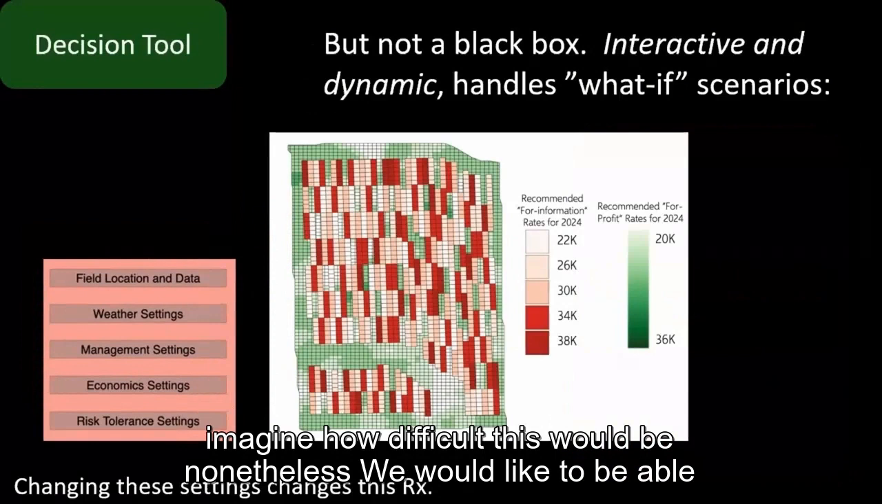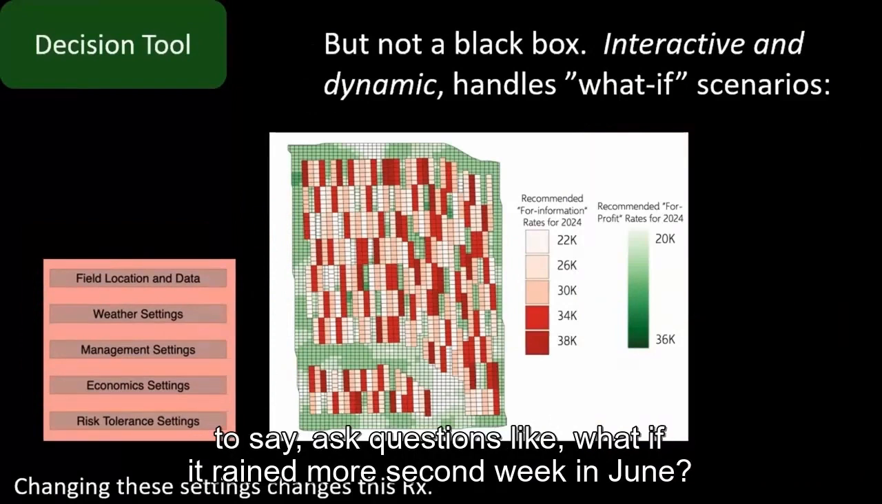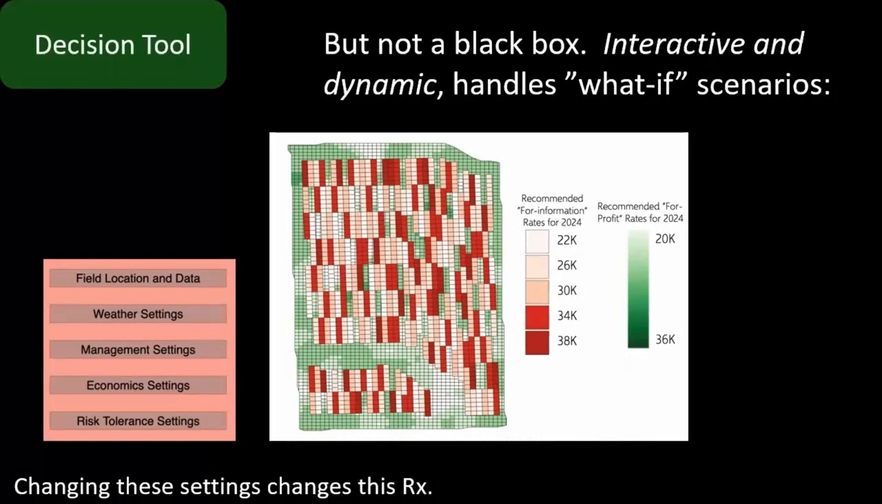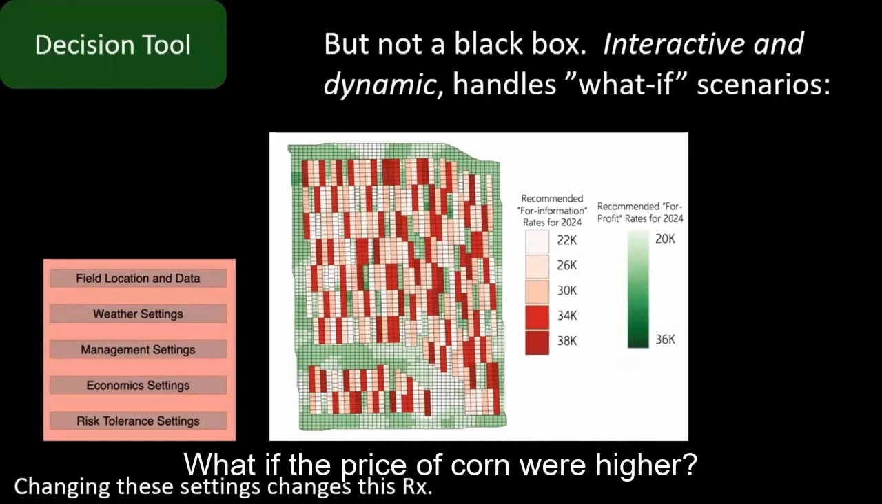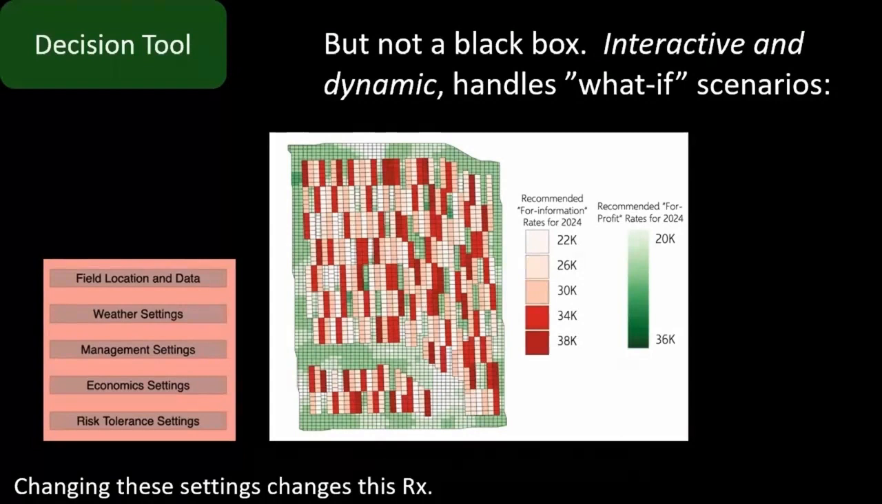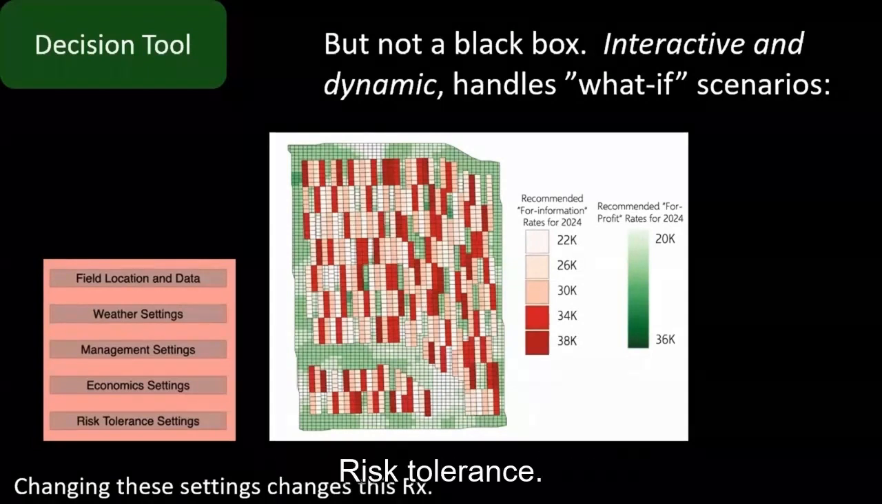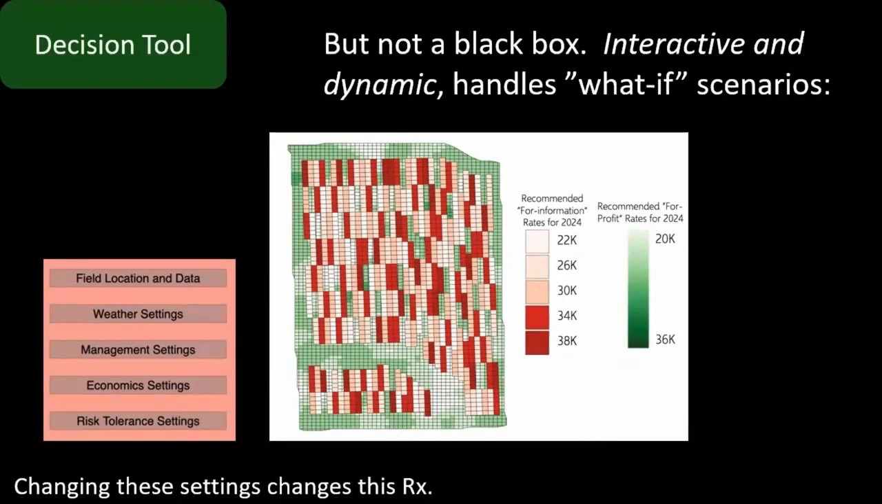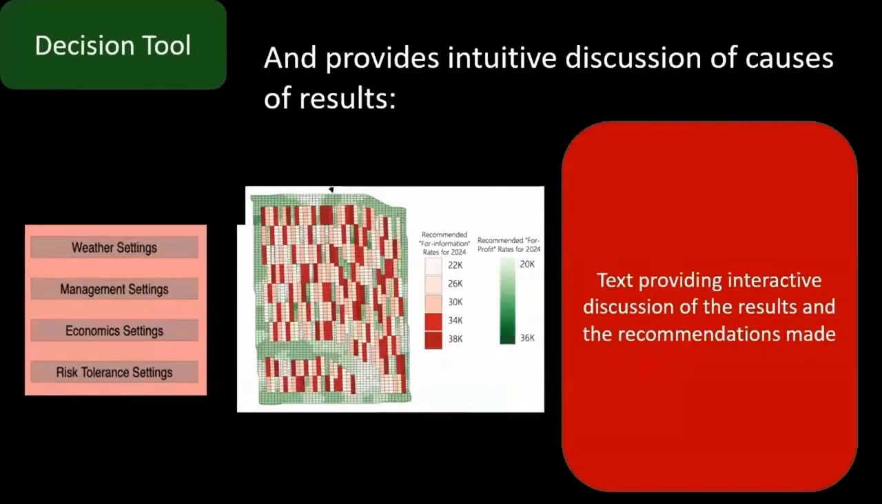Nonetheless, we would like to be able to ask questions like, what if it rained more the second week in June? How does this map change? What if the price of corn were higher? What if it were $1 higher? How does this map change? Risk tolerance: what if I'm willing to take a little bit more of a risk? How would this change?